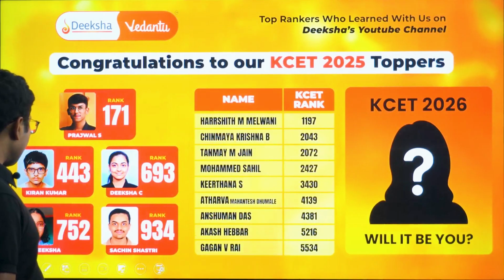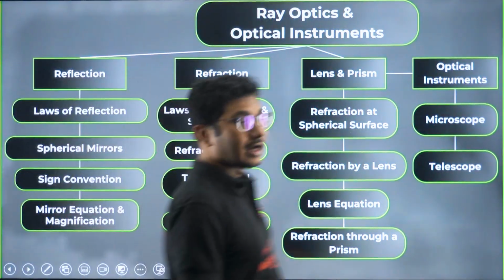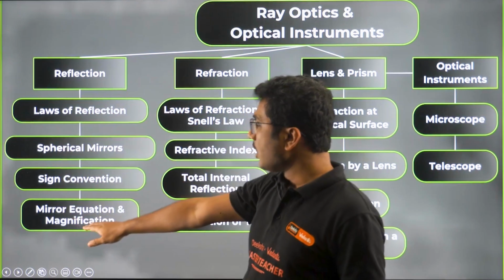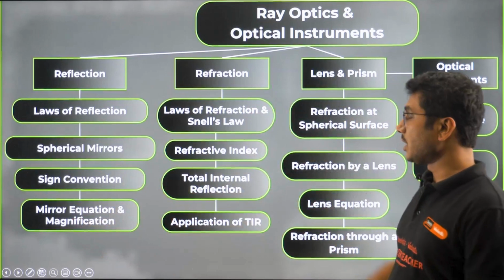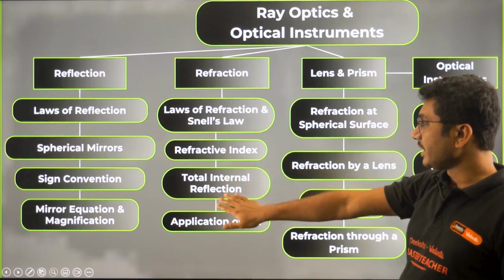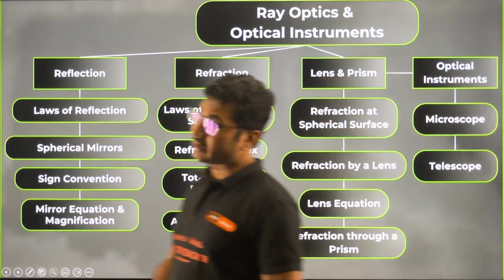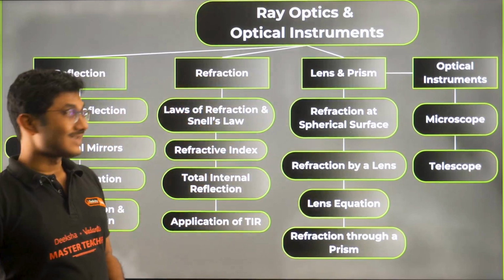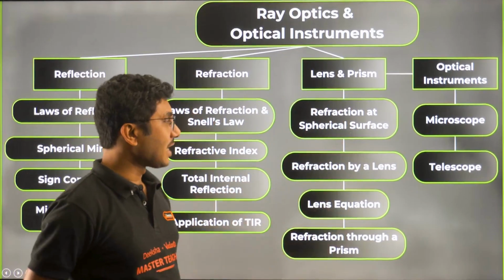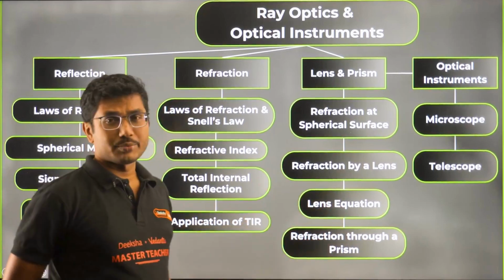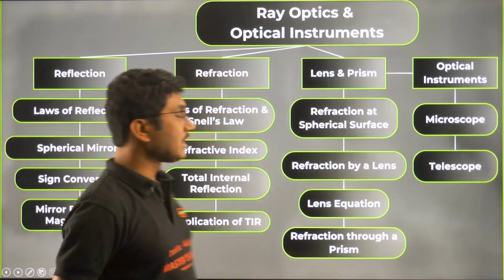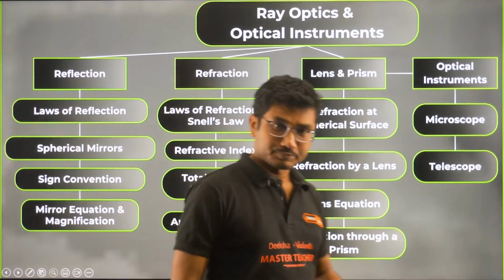Now let's look into the chapter summary. I have already discussed it in our last video as well. Reflection, laws of reflection, spherical mirrors, sign convention, mirror equation and magnification we discussed in part 1. Today I am going to discuss refraction, laws of refraction and Snell's law, refractive index, total internal reflection and applications of total internal reflection. In the next lecture we will discuss lens and prism, refraction at a spherical surface, refraction by a lens, lens equation, and refraction through a prism. Everything we will discuss in our third lecture, and in our fourth lecture we will discuss optical instruments, microscope and telescope, right?